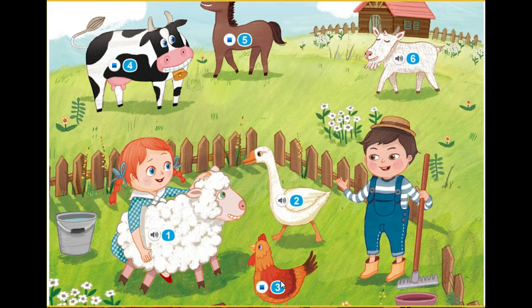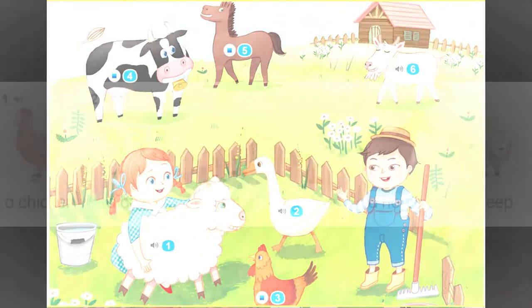What's this? It's a chicken. What's this? It's a chicken. Yes, it's a chicken, my student. This is a chicken? Yes or no? Yes, it is. Very good.